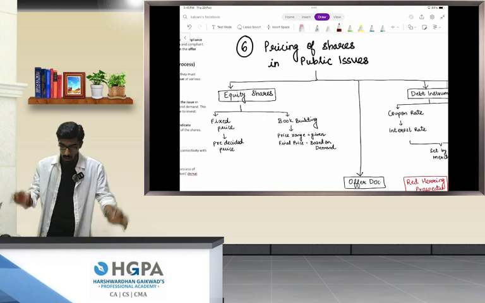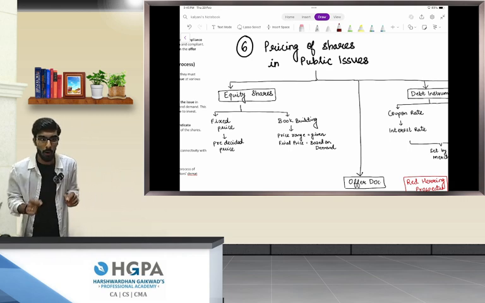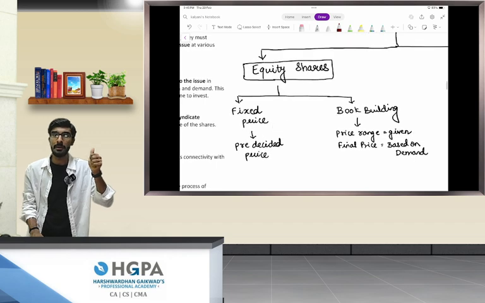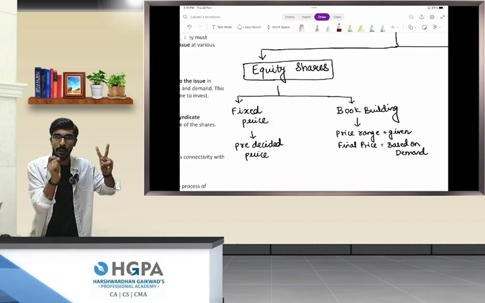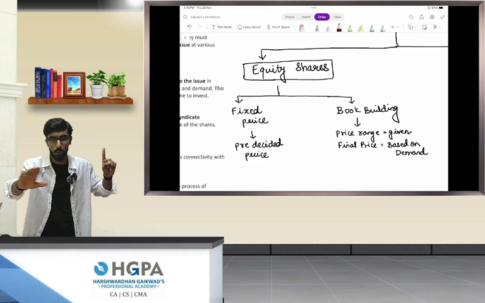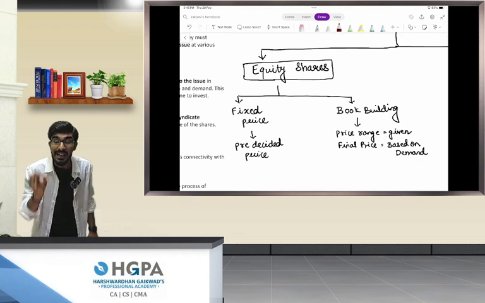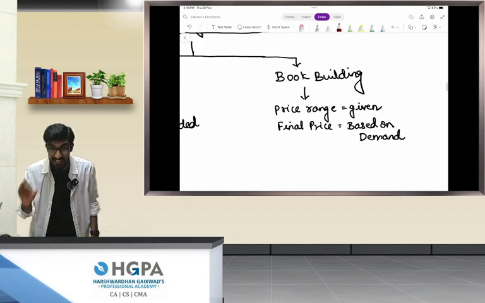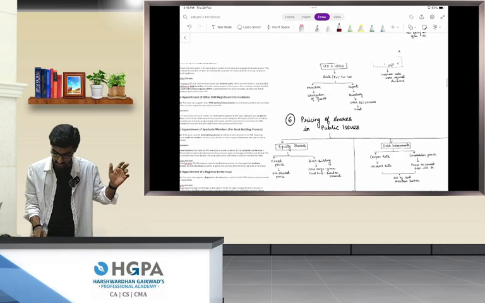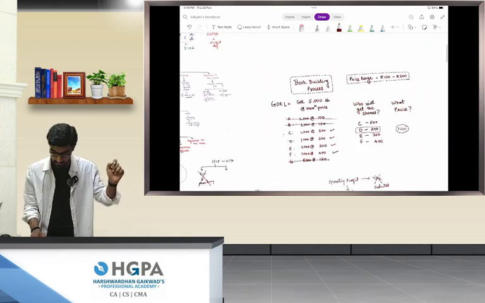Next is, how will the pricing of shares be done when an IPO is done? During an IPO, how will the shares be priced? Let's find out. If it is equity shares, I told you there are 2 methods of finding the price. Either it is a fixed price, where Lenskart is offering 1 lakh shares at rupees 100 each. No confusion, no problem. Number 2 is the book building method, where the final price is determined based on demand, whereby a price range is given. Price range means, for example, 100 rupees to 500 rupees is the price range.